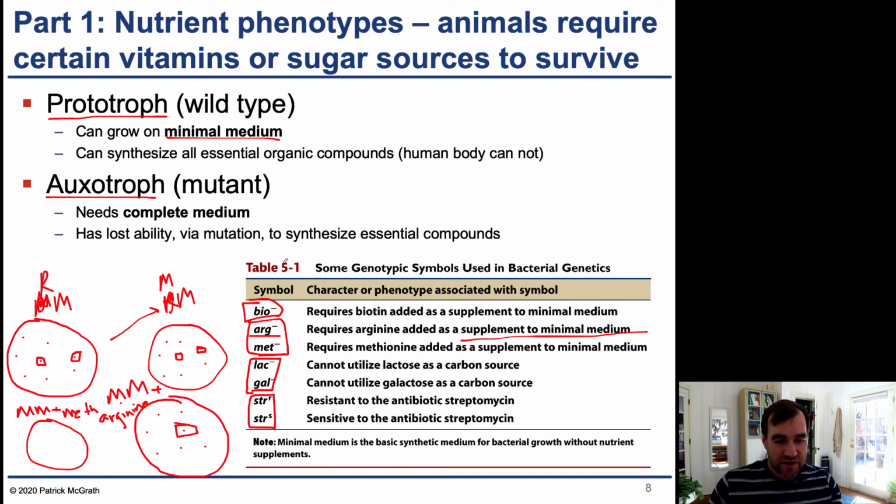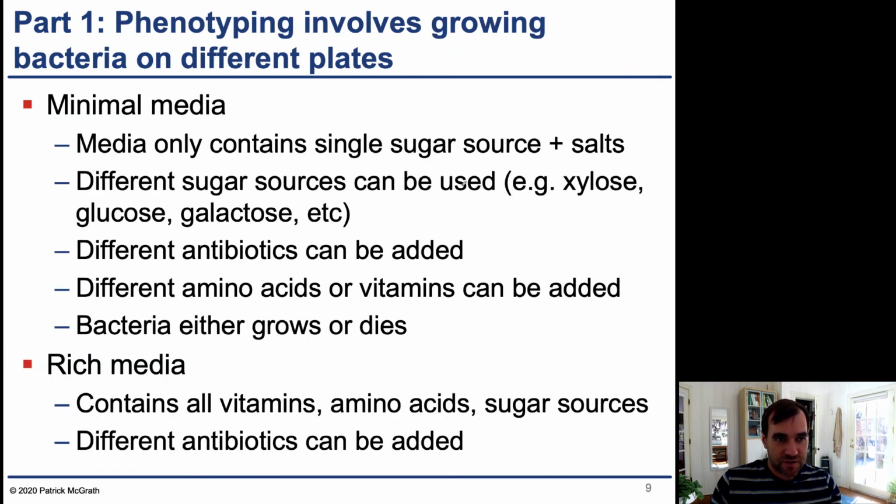So we're going to have an activity that hopefully helps you become more comfortable with these things. Phenotyping basically involves growing bacteria on different plates. Minimal media contains a single sugar source, either galactose, xylose, glucose, sucrose, etc., and salts. So different sugar sources can be used: xylose, glucose, galactose.